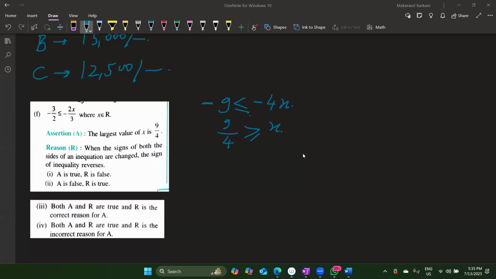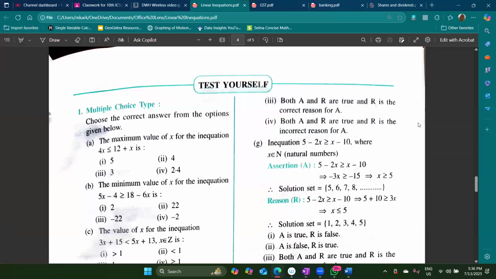R is definitely true. Is A true? Is the question. Yes, it is true. So the correct answer for this is going to be 3. Correct reason. Because when I work out, I get 9 by 4 is greater than or equal to x, or x is less than or equal to 9 by 4. So the largest value of x is 9 by 4. And the reasoning given is correct. Cool.